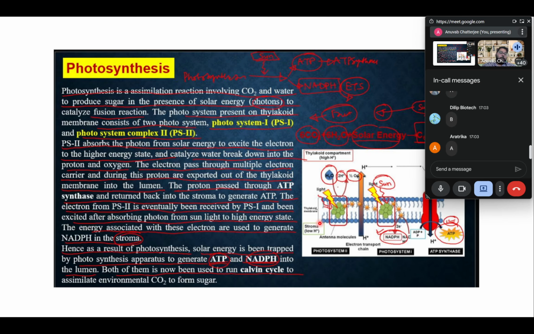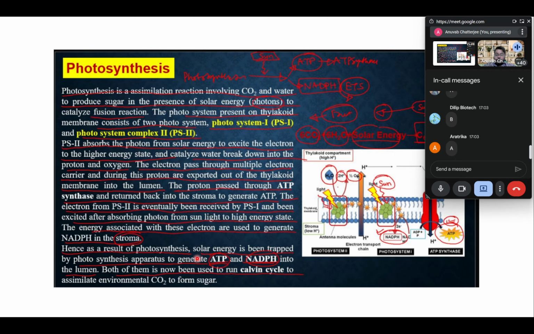Protons are used to make ATP. The electron is guided along the electron transport chain to photosystem 1, and photosystem 1 uses it to make another molecule which is important for the cell, known as NADPH, which is again used in different things throughout the cell. So essentially, using photosynthesis, it makes both ATP and NADPH.